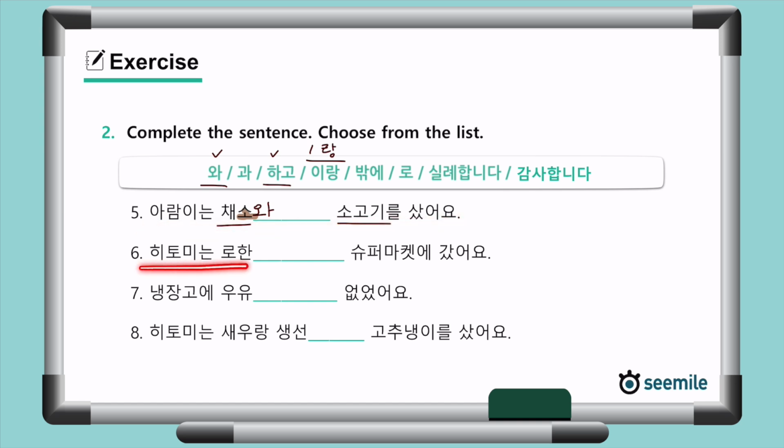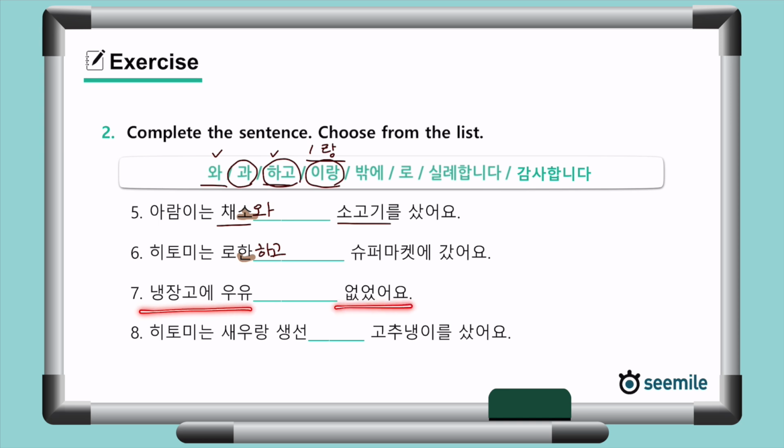Number 6. 히토미는 로한, 슈퍼마켓에 갔어요. It seems that Hitomi went to the supermarket with 로한. 로한 ends in a consonant, so 과, 하고, 이랑 can be used. 과 is already in use, so this time I'll pick 하고. 히토미는 로한하고 슈퍼마켓에 갔어요.